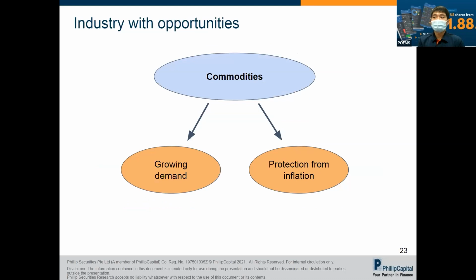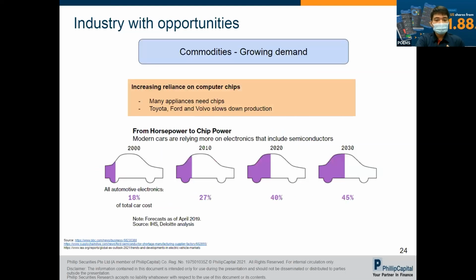Then as for which industry is good, it'll be commodities, because of two reasons. There's a growing demand for it, and second is you can use commodities as a hedge for your portfolio. For growing demand, I'll use three growing trends to substantiate my point.